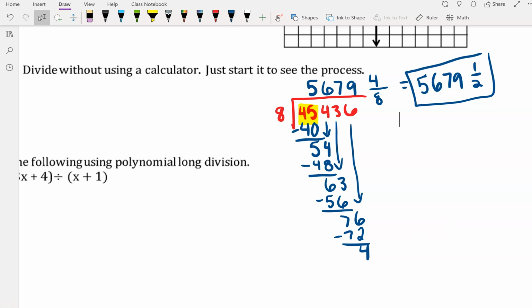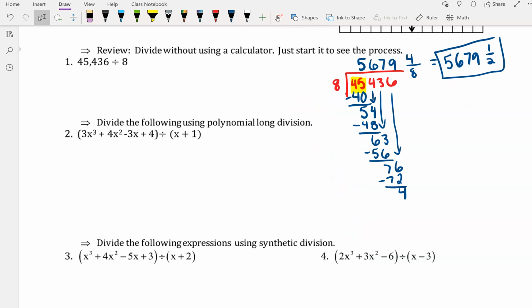All right, and then we'll use that to help us with long division of polynomials. We're going to set this up the exact same way. We're going to have a little division bar, and then on the inside we'll have the polynomial 3x cubed plus 4x squared minus 3x plus 4. And then on the outside we have the divisor, x plus 1.